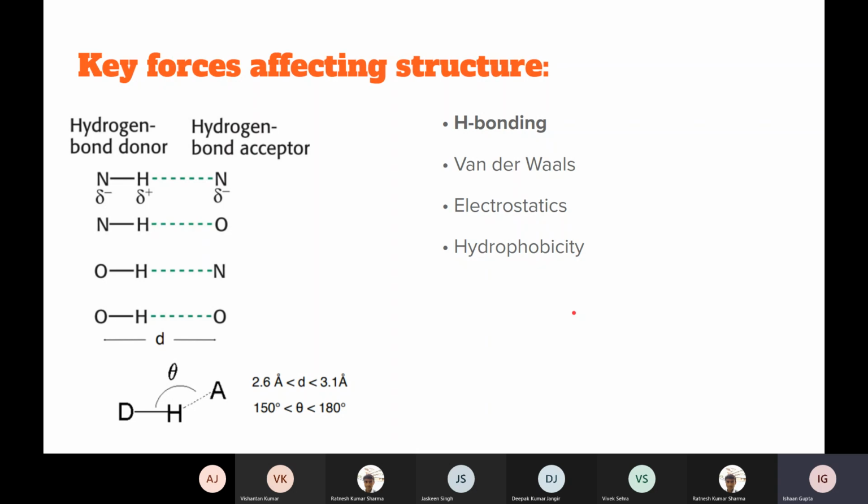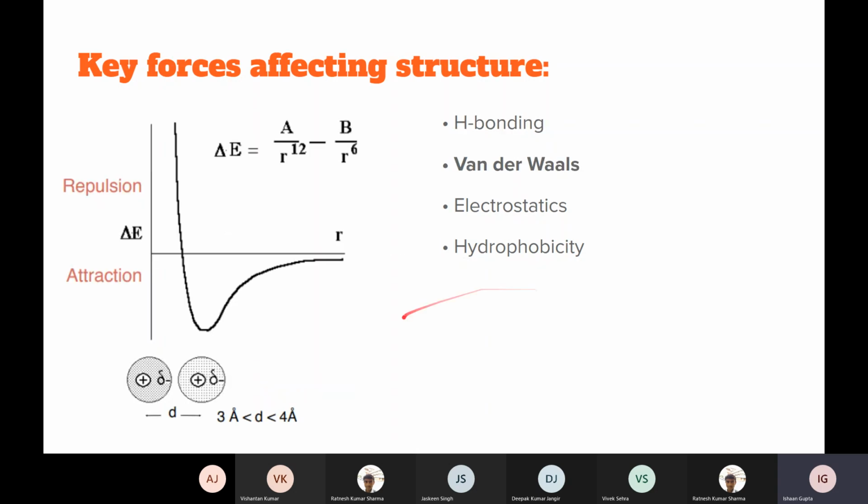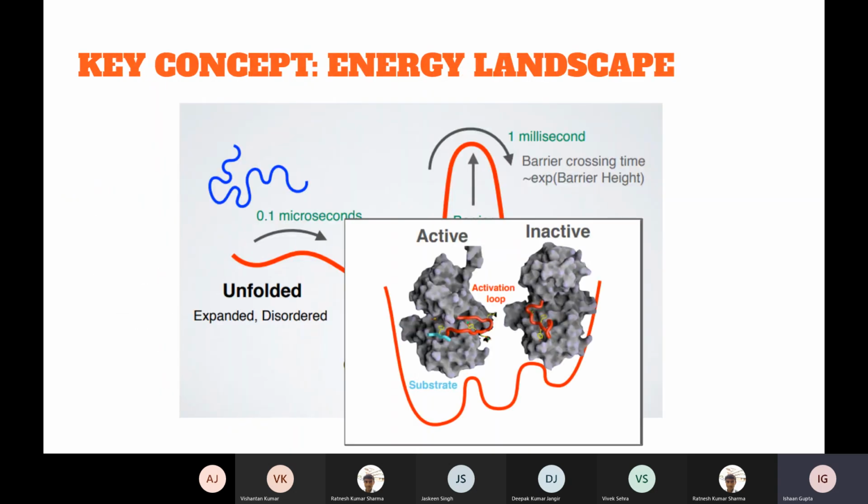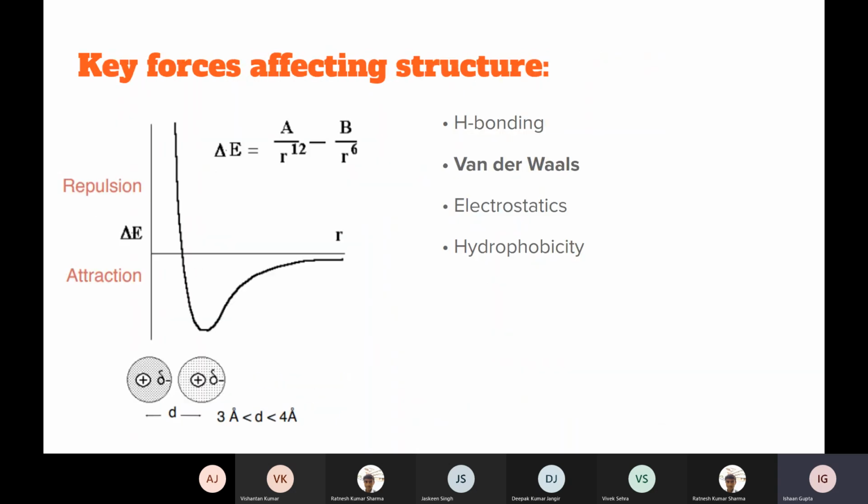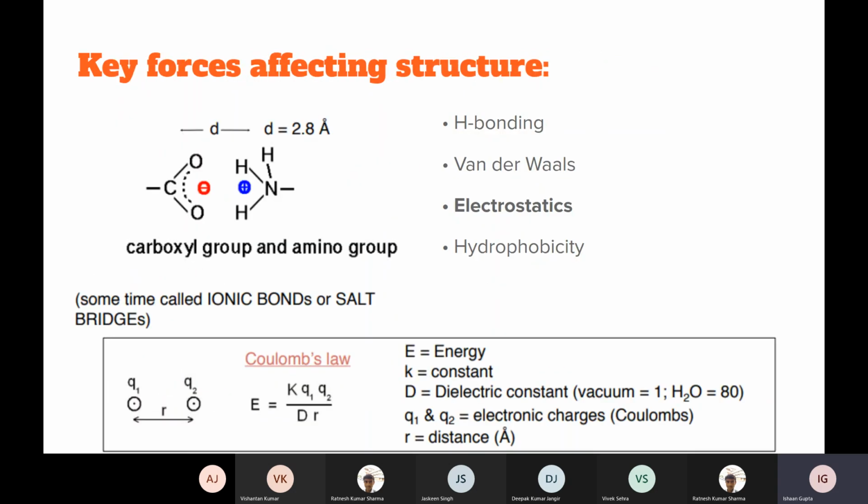So hydrogen bonding is one. Van der Waals forces is another, where you basically have a repulsion based on how close the molecules are. When you have these structures, you see these solid surfaces. They essentially represent the inability of the protein molecules to go beyond the van der Waals forces. Then you have electrostatic forces, for example between carboxyl and amino groups, on the same peptide or on different peptides, which maybe leads to formation of secondary structures. They form things like ionic bonds or salt bridges, which are determined by Coulomb's forces.